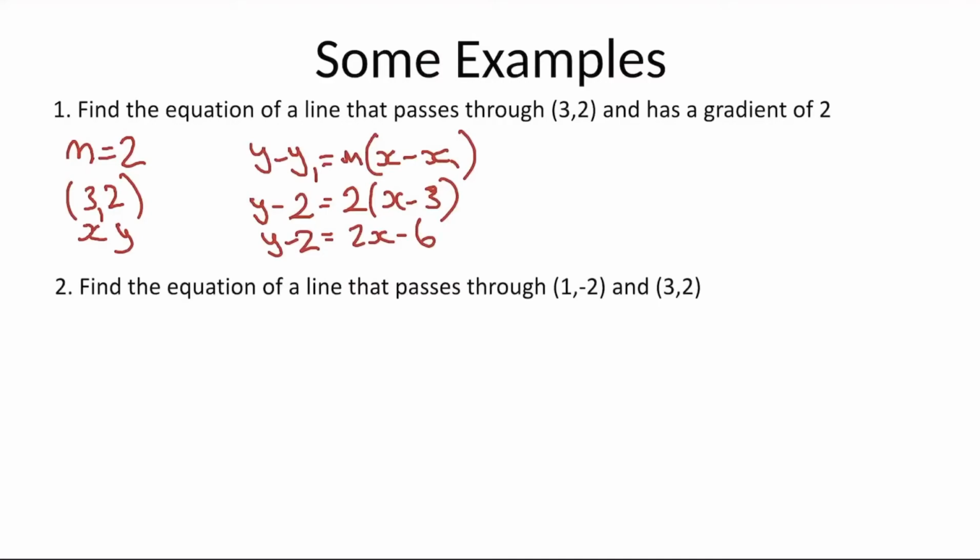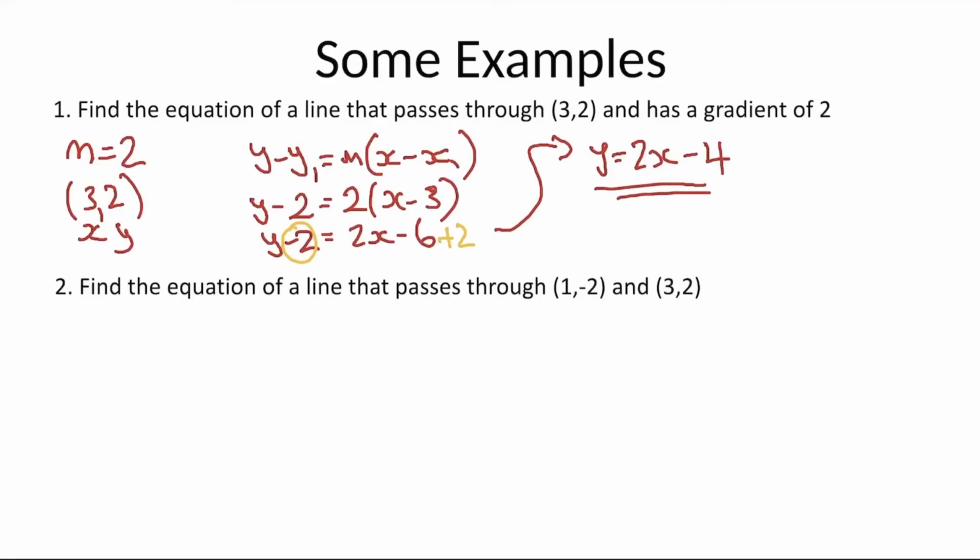Again, have to get rid of the negative 2 over near the y, so that becomes a plus 2 over there. So we're left with y equals 2x, negative 6 plus 2 is minus 4. There's the equation for number 1.